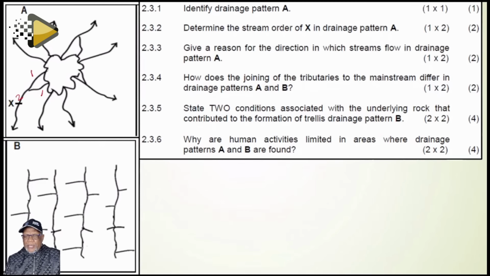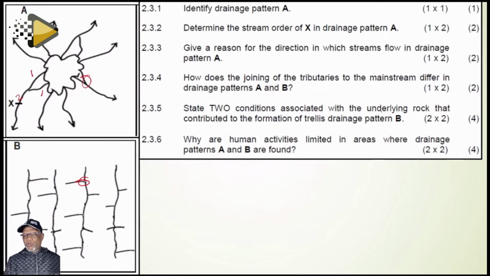Give reasons for the direction in which the streams flow in the drainage pattern. So the streams are flowing from the higher lying area. How does the joining of the tributaries to the mainstream differ in drainage patterns A and B? You can see the joining here is acute. We have an acute angle, but here you can see there is a 90 degrees angle.